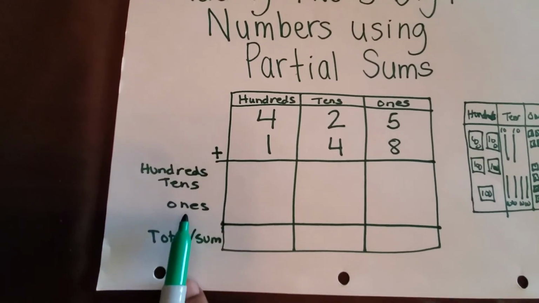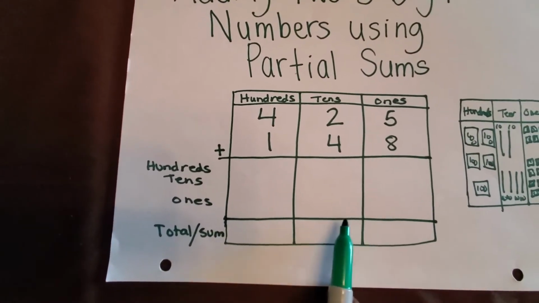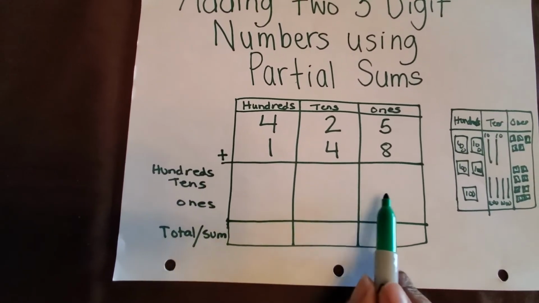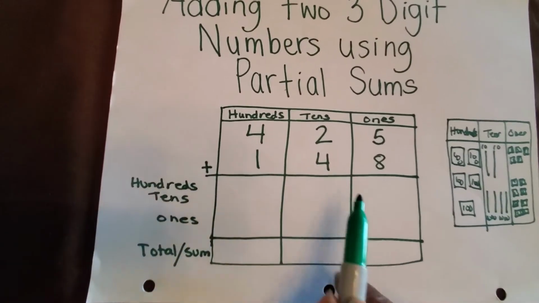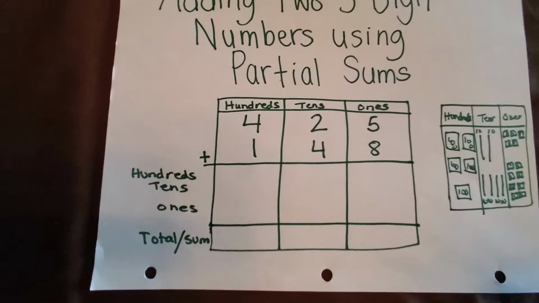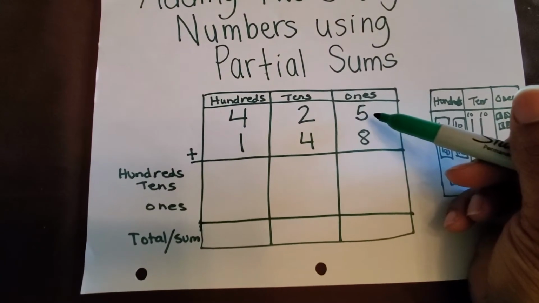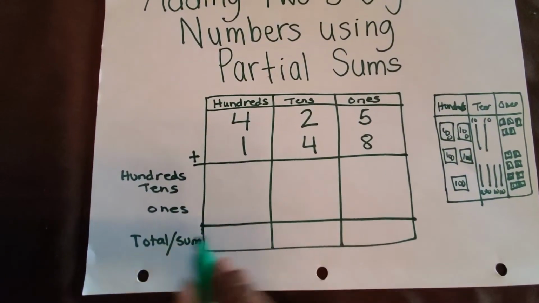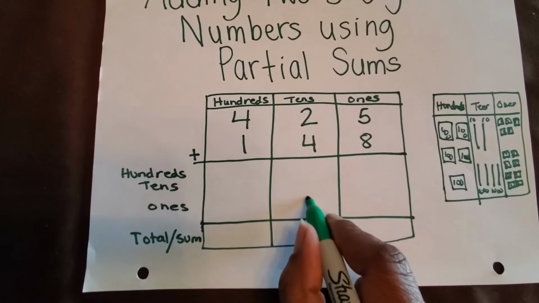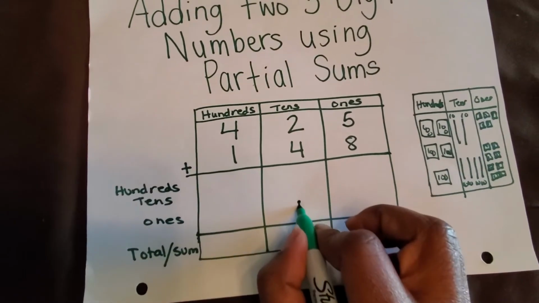Down here, you're going to put the value of your ones. In the middle, you're going to put the value of your tens, and then on top, you're going to put the value of your hundreds. So 5 plus 8 is 13. So the value of the ones place is 13.